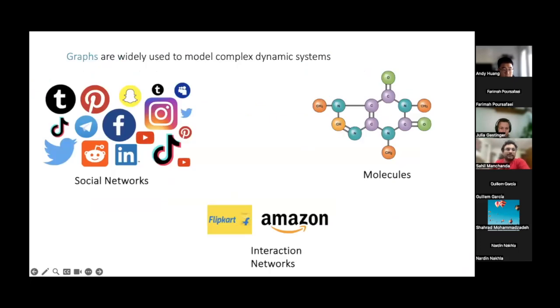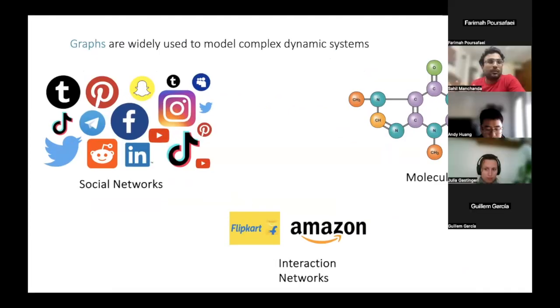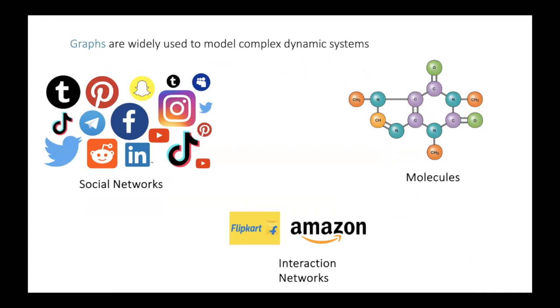I guess you all know about graphs. They are widely used to model complex systems which may or may not be dynamic, such as social networks, for instance Facebook and Instagram, where the nodes can be users and an edge between them could represent some interaction or friendship relationship between the users. Graphs are also widely used to model things like molecules, where a node could be an atom, and edges between two nodes could represent a bond between the atoms.